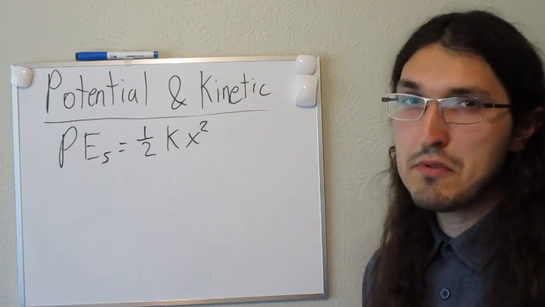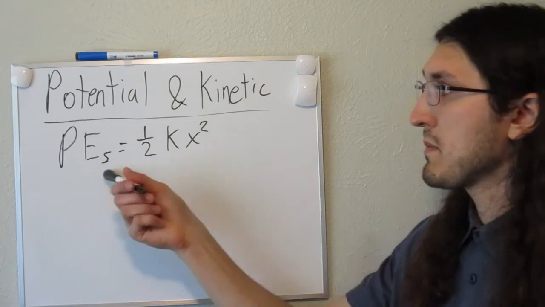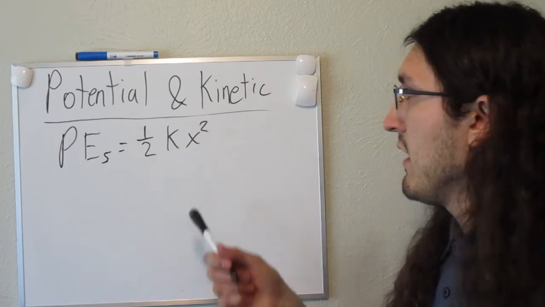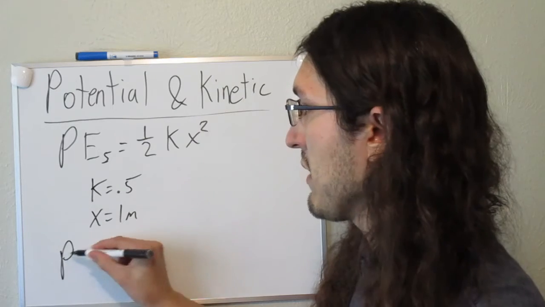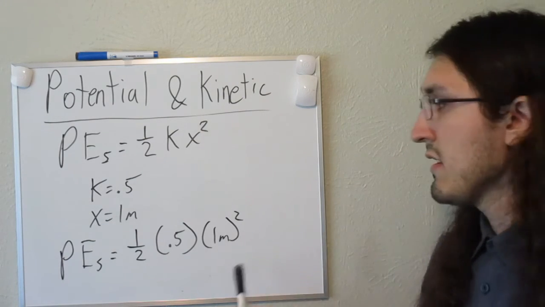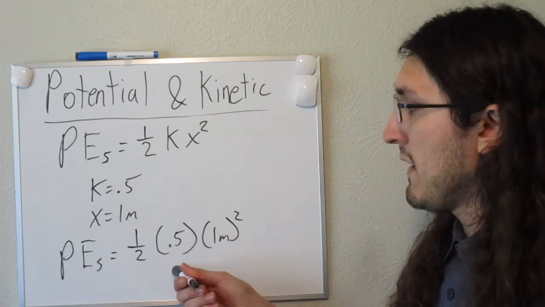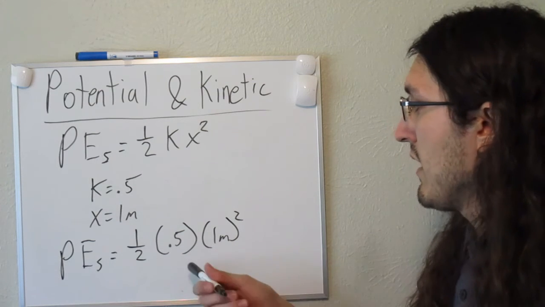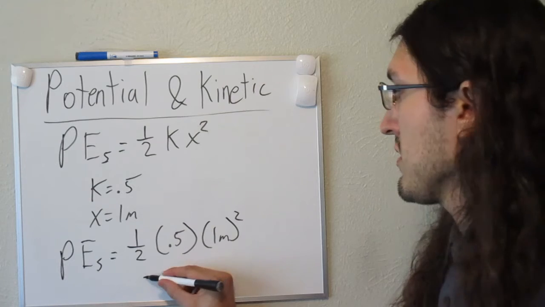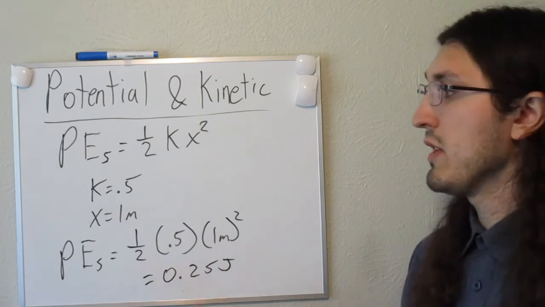Let's say I want to do an example where I want to solve for potential energy for a spring when k is 0.5 and x is 1. I would plug my numbers in here. I plug this in my calculator, or I don't have to for this one. This is 0.5 times 0.5, that's 0.25. And then times 1 squared, this is times 1, so it's just 0.25 joules. So that's how you would use this equation.